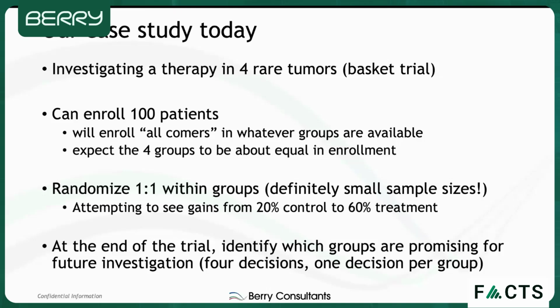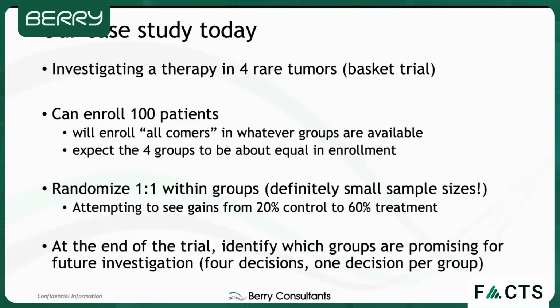We're going to randomize 1-to-1 within these groups. This is definitely going to give us small sample sizes. So 4 tumors, 100 patients, 25 each, 1-to-1 randomization. We're talking 12 per arm. So we're going to need some big gains here in order to see an effect. And the hope is that we've got a great new therapy that can do this. So we're attempting to see gains that take us from about 20% response rates on the control arm to 60% on treatment. So we're hoping to really help some people.